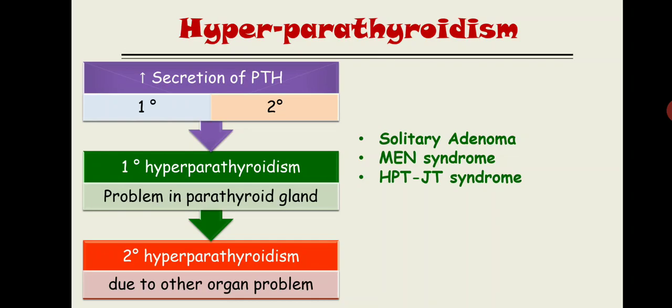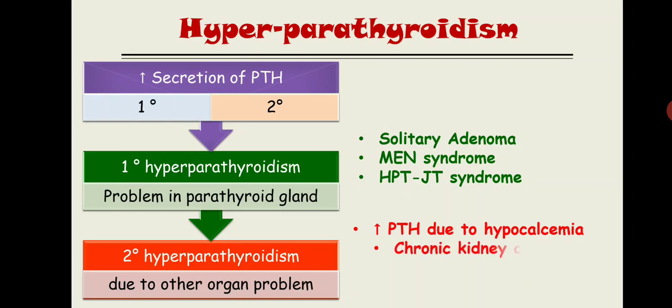As far as secondary hyperparathyroidism is concerned, there is an increased parathyroid hormone level due to hypocalcemia. This hypocalcemia will stimulate the parathyroid gland and it will increase the parathyroid hormone. The main cause is chronic kidney disease. And this condition, secondary hyperparathyroidism, is reversible once the circulation has a normal calcium level inside it.